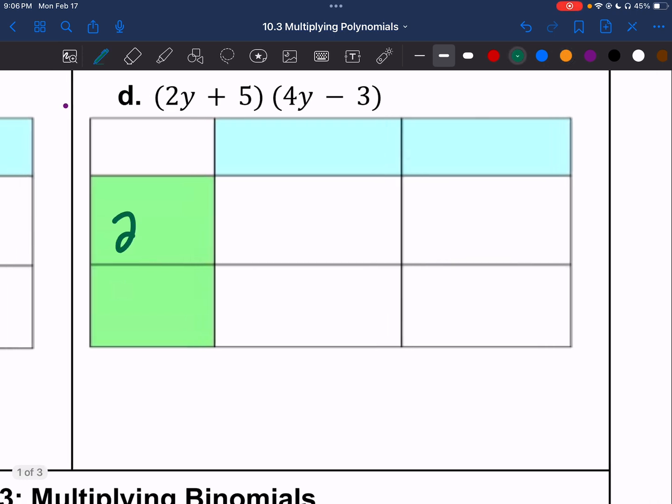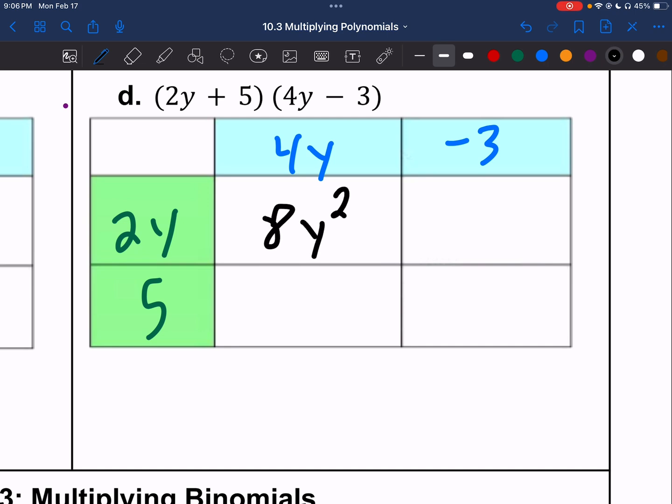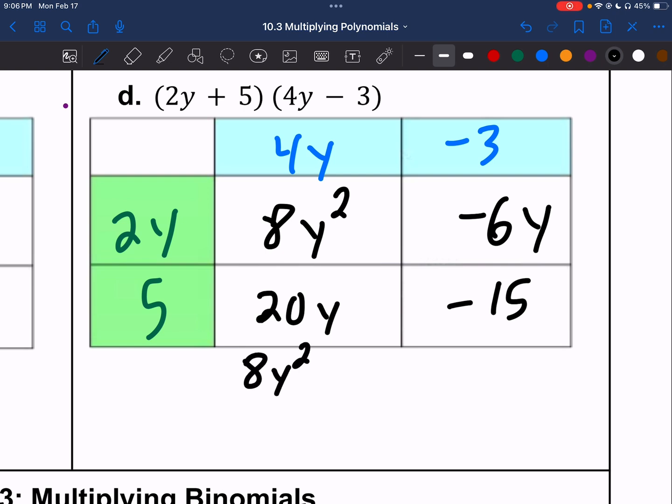Letter D, we've got a 2y and a 5. We've got a 4y and a negative 3. So 2y times 4y is 8y squared. 2y times negative 3 is minus 6y. 4y times 5 is 20y. And 5 times negative 3 is minus 15. So we have 8y squared minus 6y plus 20y minus 15.